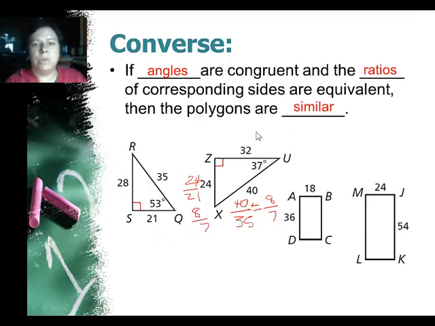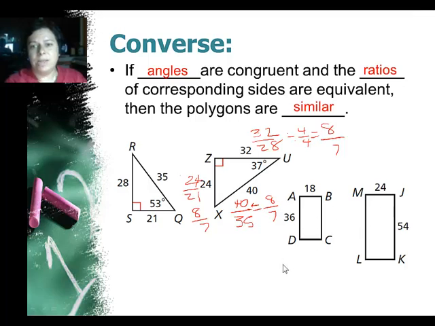32 goes with the 28. 32 over 28, those are both divisible by 4, and that gives me 8 over 7. So the ratio of all sets of those corresponding sides is 8 to 7.